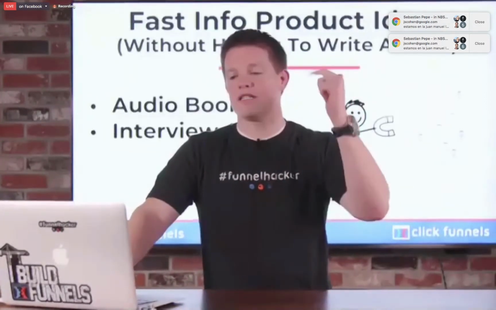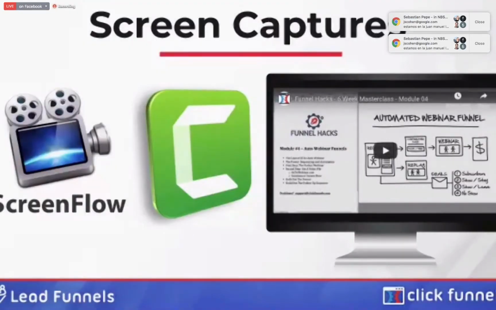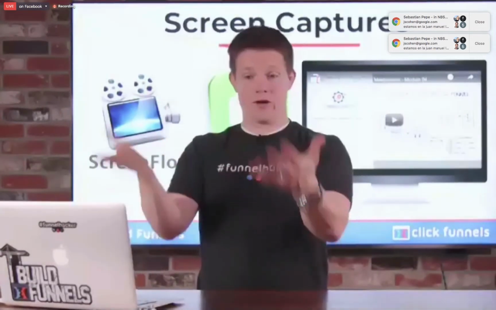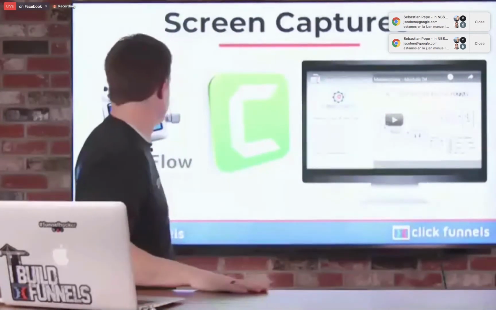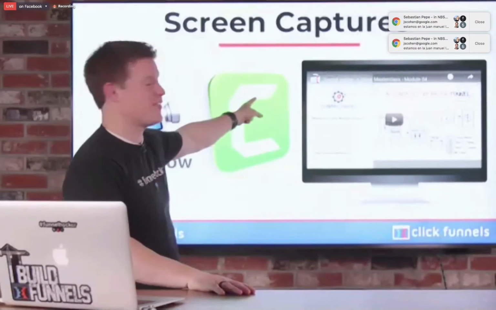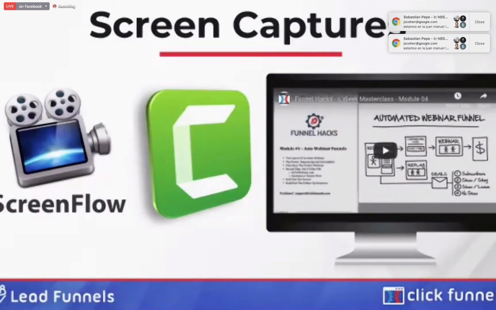Okay, so we're talking about audiobooks, interviewing others, and compiling hard to find audio. So we went from text first to audio, and now I'm going to go through video next. Okay, so here's video. Video is super easy. If you can create an outline or a PowerPoint slide or whatever, you basically create it and record it. If you're on PC, Camtasia is amazing. If you're on Mac, ScreenFlow is amazing. Basically, you just create a presentation, you plug in a microphone, you click record, and record what's on your screen, and you just talk yourself going through the presentation.